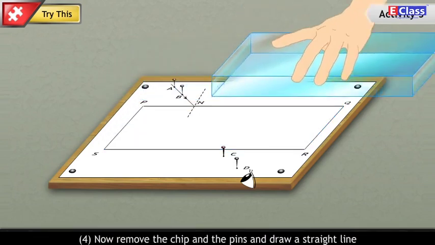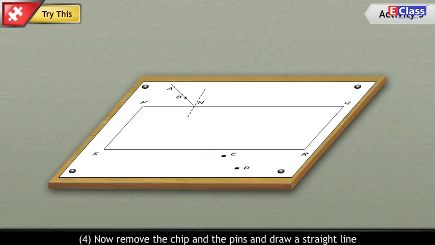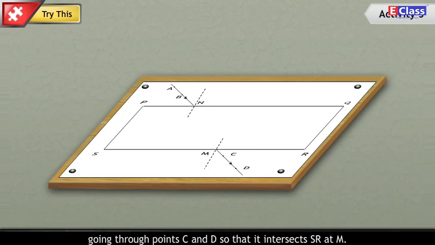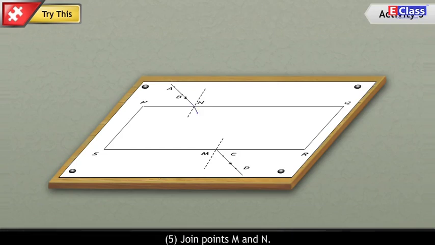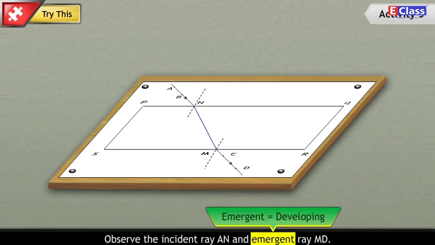Now, remove the slab and the pins and draw a straight line going through points C and D so that it intersects SR at M. Join points M and N. Observe the incident ray AN and emergent ray MD.